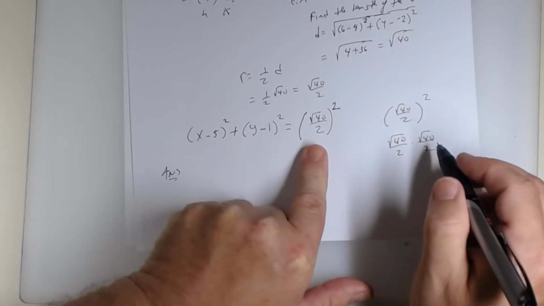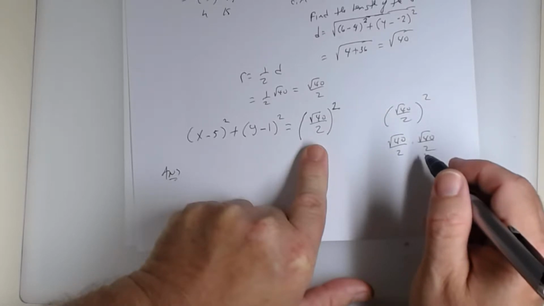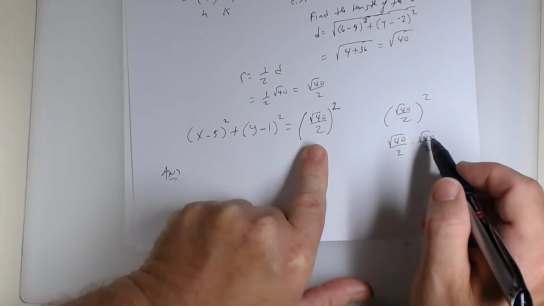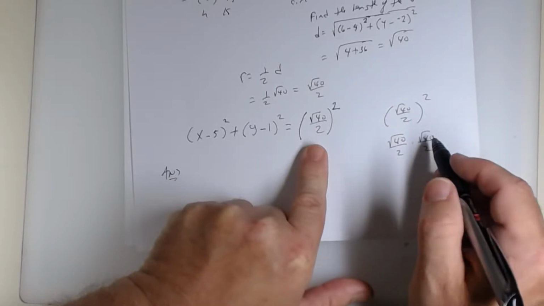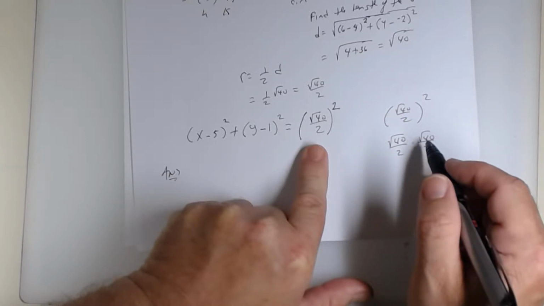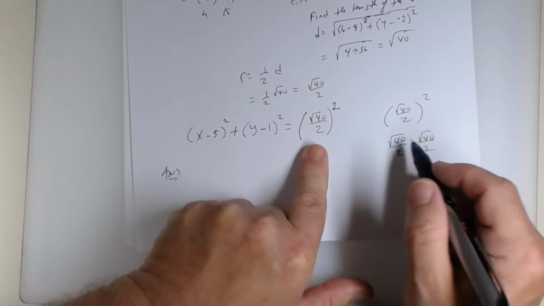What's the square root of 40 times the square root of 40 without using a calculator? What do you think that is? No, it's not square root of 80. It's just 40. 40 times 40 is 1,600. And what's the square root of 1,600 in your calculator? It's 40. So that's just 40.